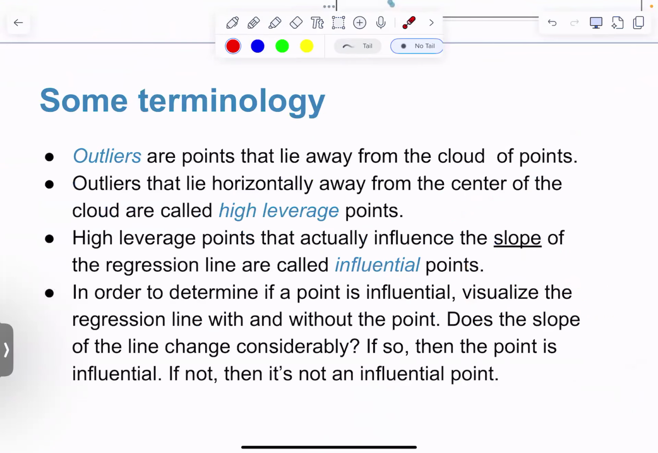This isn't something I'm going to test you on, so that's why I'm blowing through it. The terminology, no.